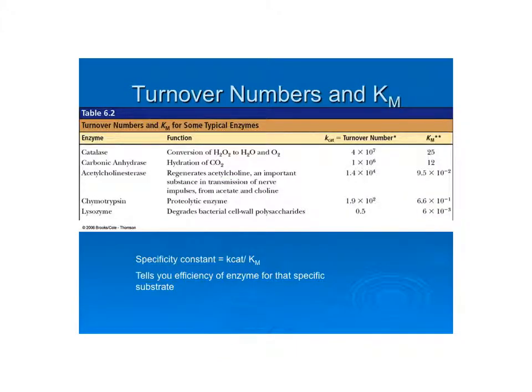This is just some of the examples here for the turnover number and the Kms, and then to find the specificity constant, you could just take Kcat and divide it by Km. They did not put the units though, which would have been really nice. But you can see that some of these are quite fast and very specific, to where if you take 4 times 10 to the power 7 and divide that by 25, whatever the units are, which I would think are going to be micromolar. They may be millimolar, but you're going to get a very large number.